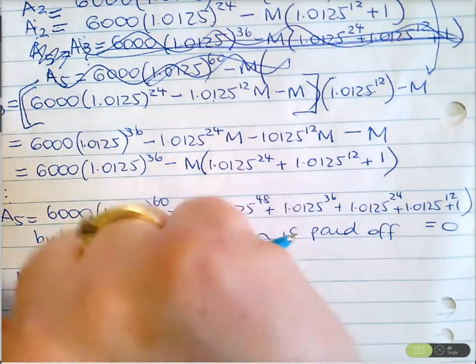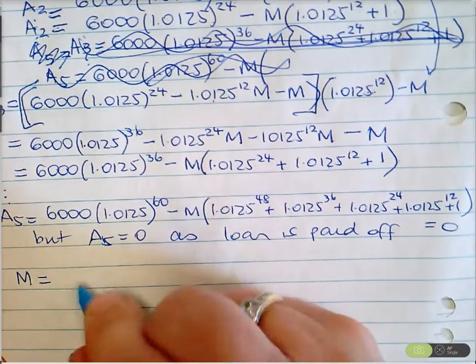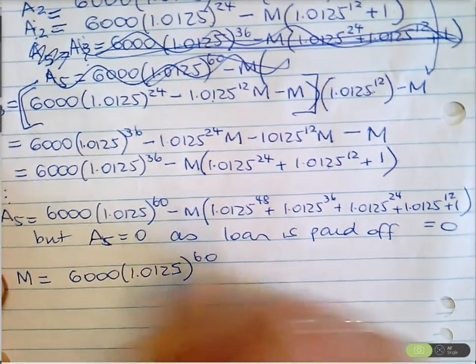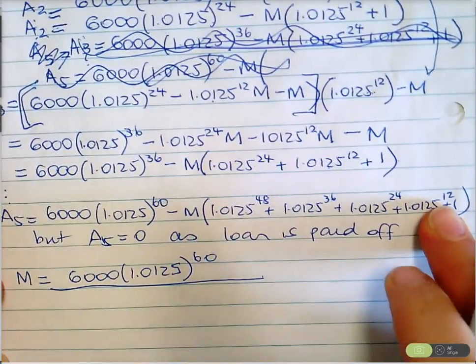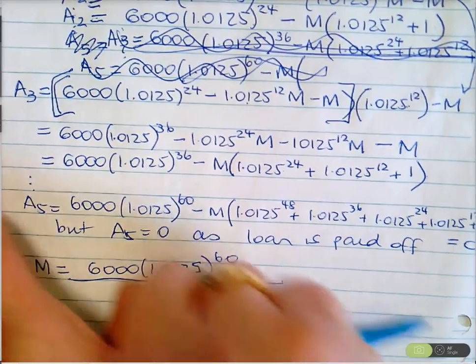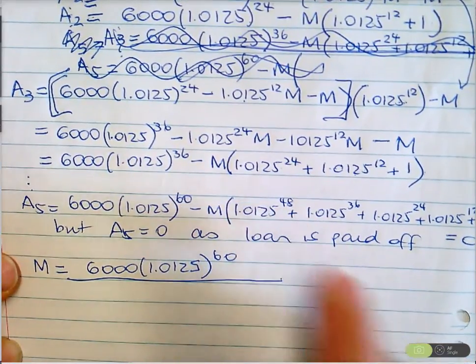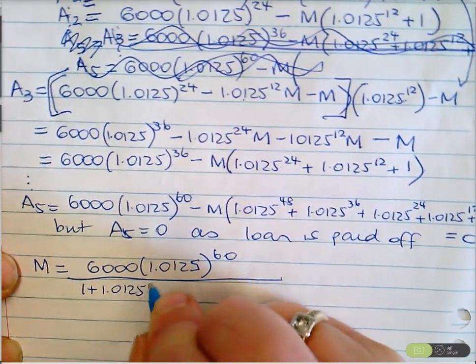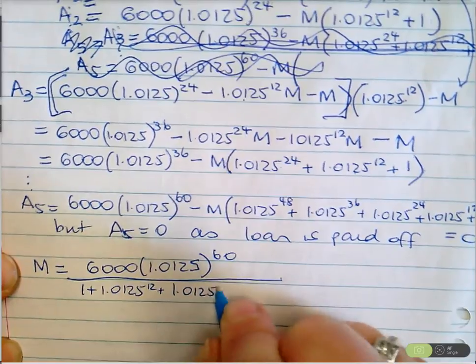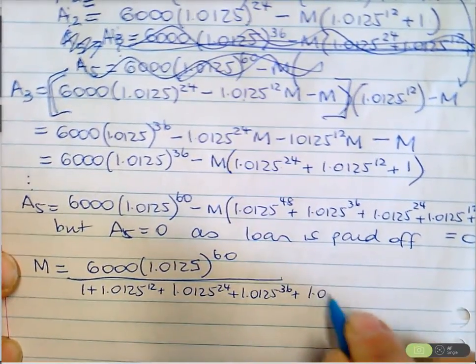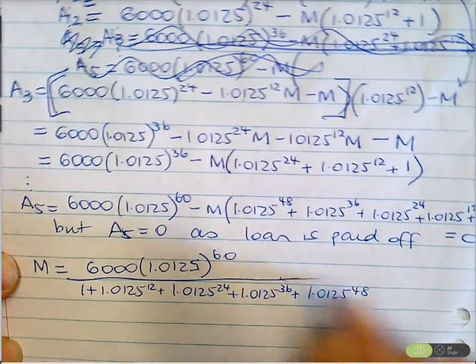To make m the subject, you take it all over to this side. So won't it be 6,000, 1.0125 to the 60 divided by that? It's just taking that to the other side, and then you divide by this. And then we get 1 plus 1.0125 to the 12 plus 1.0125 to the 24 plus 1.0125 to the 36 plus 1.0125 to the 48.